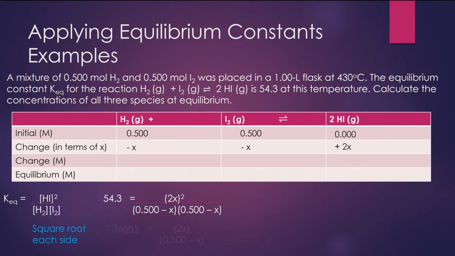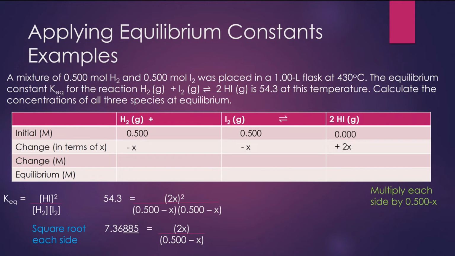So in order to solve for this, I'm going to take the square root of both sides. Again, you notice down here on the bottom, it's 0.5 minus X times 0.5 minus X, that's the same thing as saying 0.5 minus X squared. So if I take the square root of both sides, I'll not only get rid of the squared 2X up here, but I'm also going to get rid of one of the 0.5 minus X values down here. And we end up with just 2X over 0.5 minus X equals the square root of 54.3, which was 7.36885.